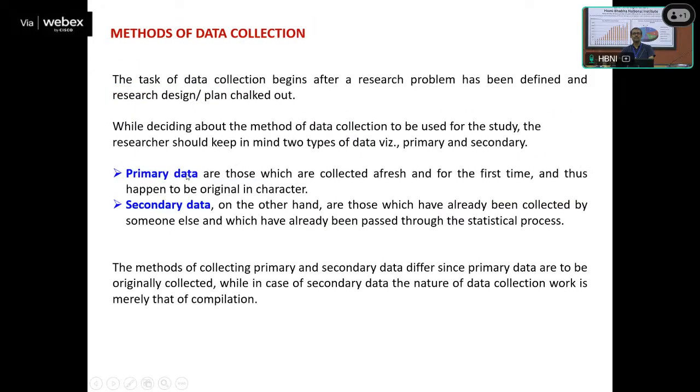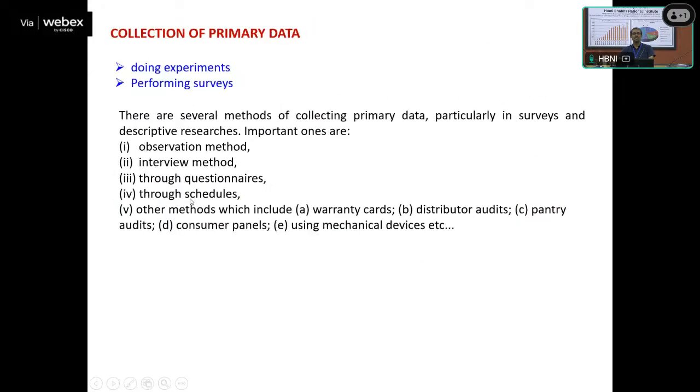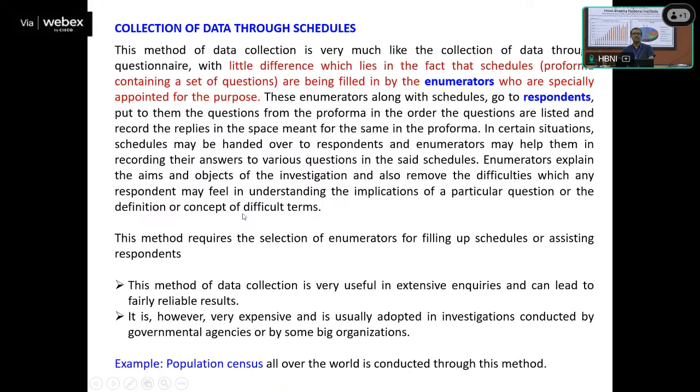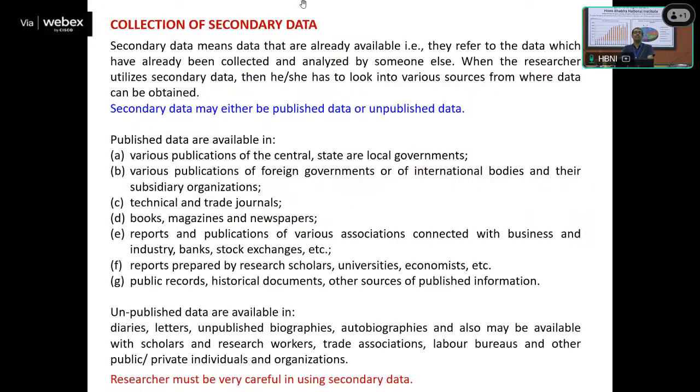So we discussed primary data, and primary data is collected through experiments or through surveys, and surveys can be done through observation, interview, questionnaires, schedules. So we discussed the advantages and disadvantages of questionnaires, and the advantages of schedules. Now you go on to the collection of secondary data.